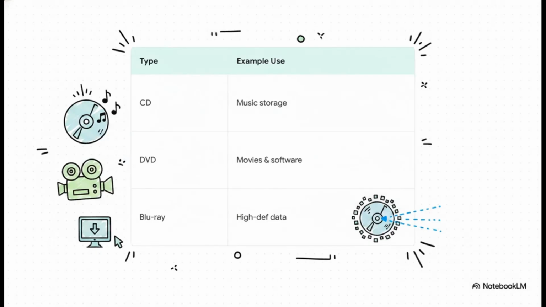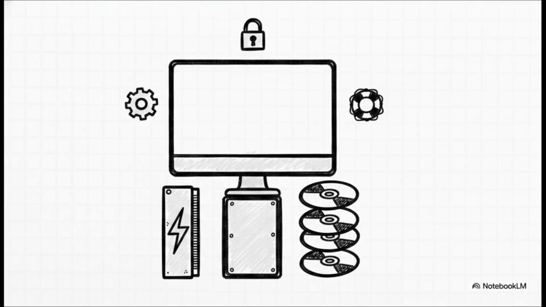You definitely recognize the everyday examples of this one. We've got the CD, or compact disc, which totally revolutionized how we store music. Then came the DVD, or digital versatile disc, which stepped it up and gave us enough space for full-length movies and big software packages. And finally, the Blu-ray disc. This one uses a super precise blue laser, which lets it pack massive amounts of high-definition data onto a single standard-sized disc.